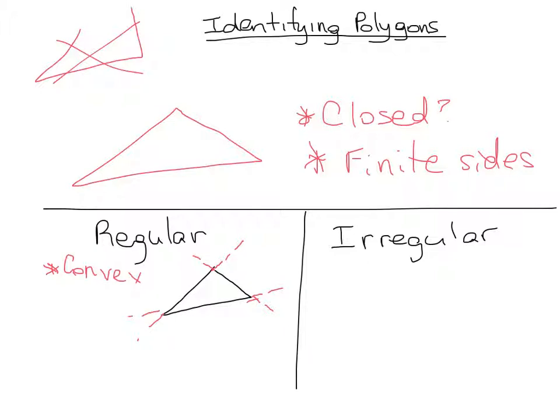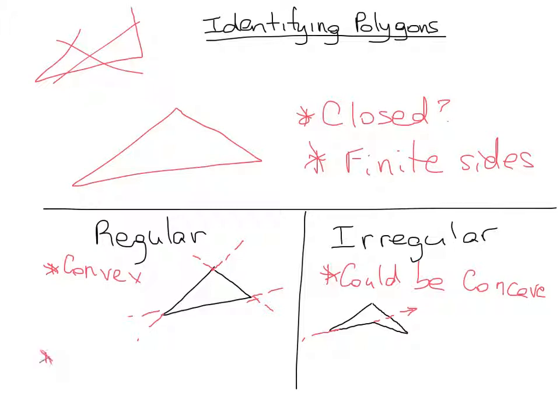For something irregular, it won't necessarily be, but it could be concave. And so concave is different from convex in that in this figure, which looks almost like a triangle, but it's not, if I extend the side here, it does go inside the shape here. So that's concave, and once it's concave, it cannot be regular. So that's one of the criteria to being a regular polygon.